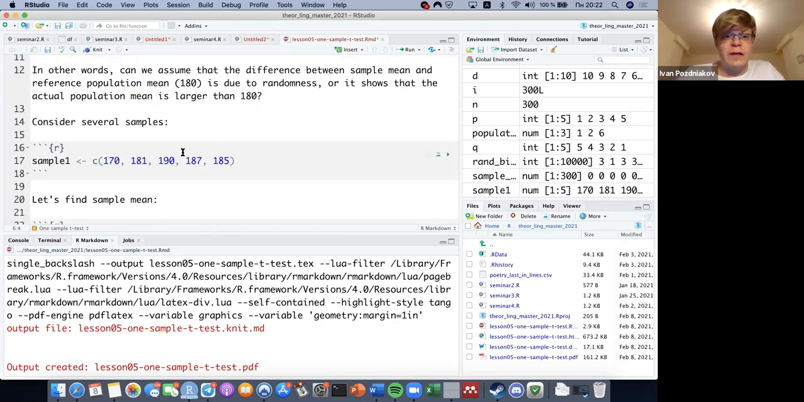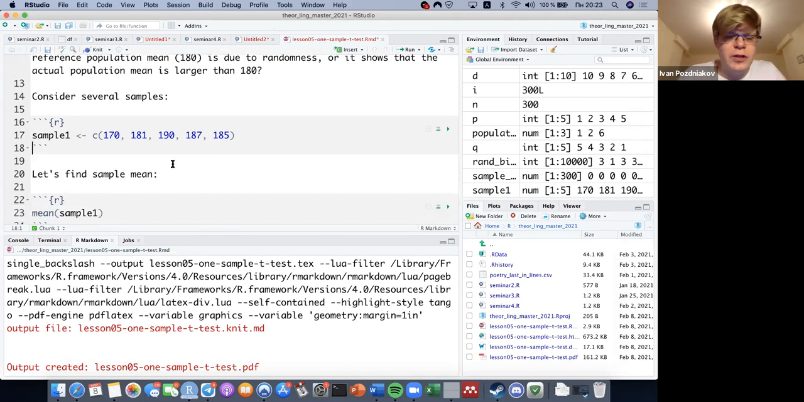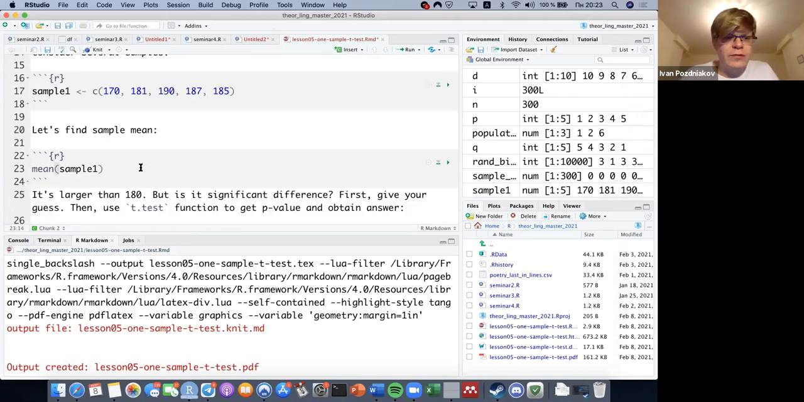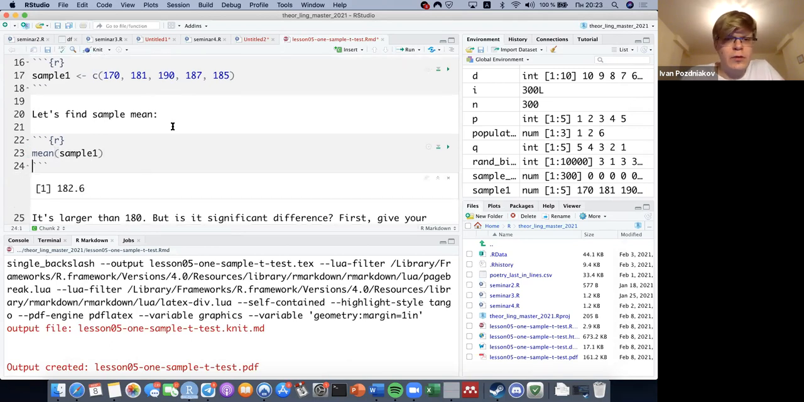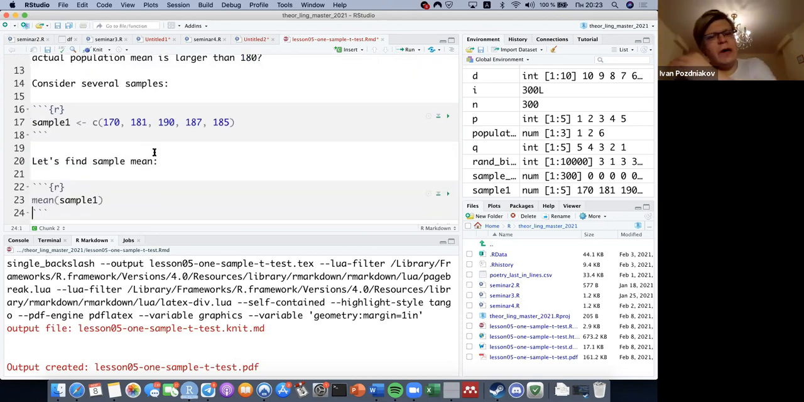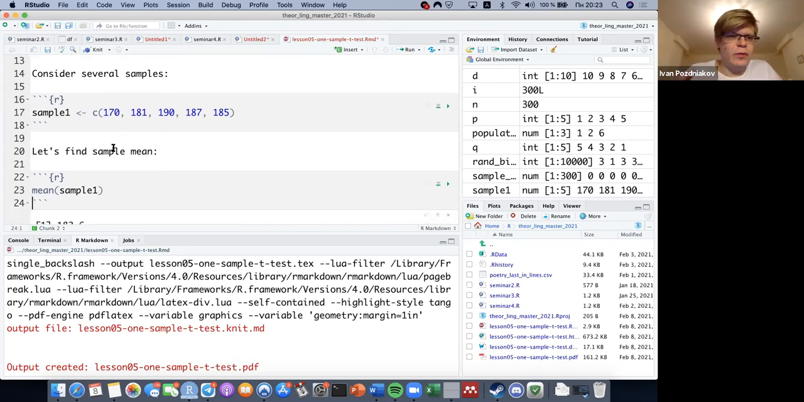Also with R Markdown, you can work interactively, so you can just run some code in chunks and you'll get the result. It's really well integrated in the R Studio environment, so it's really nice to use. That's why we will use an R Markdown file and work with it.